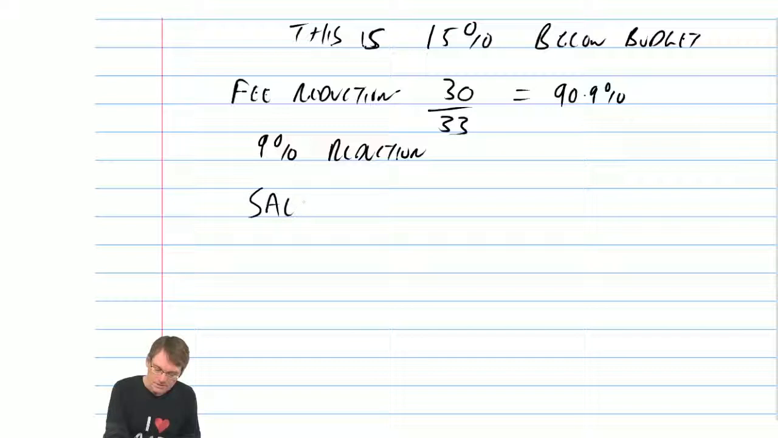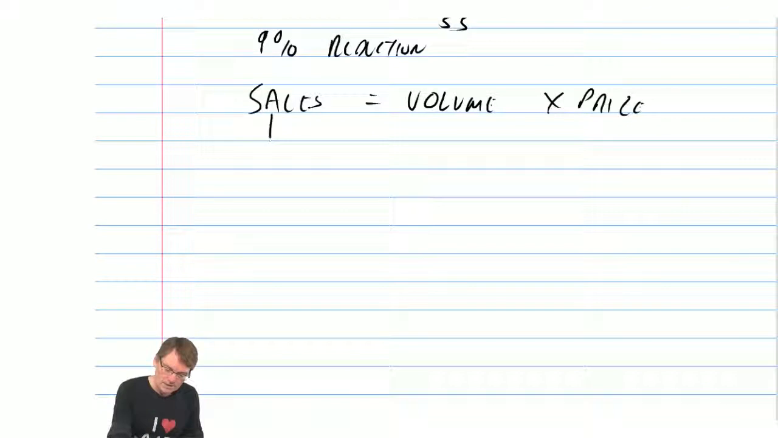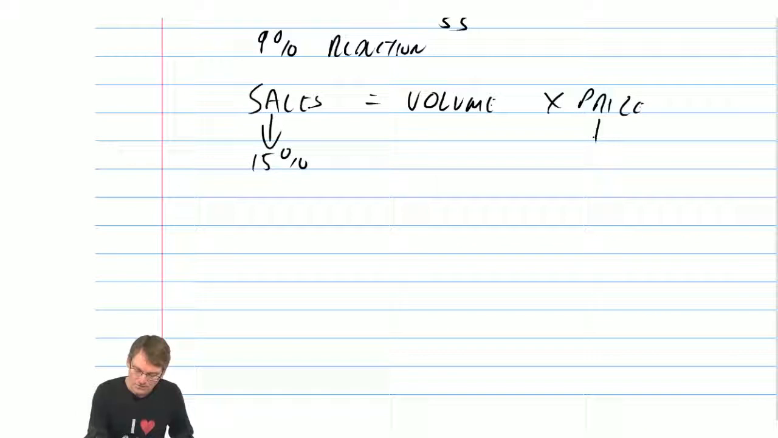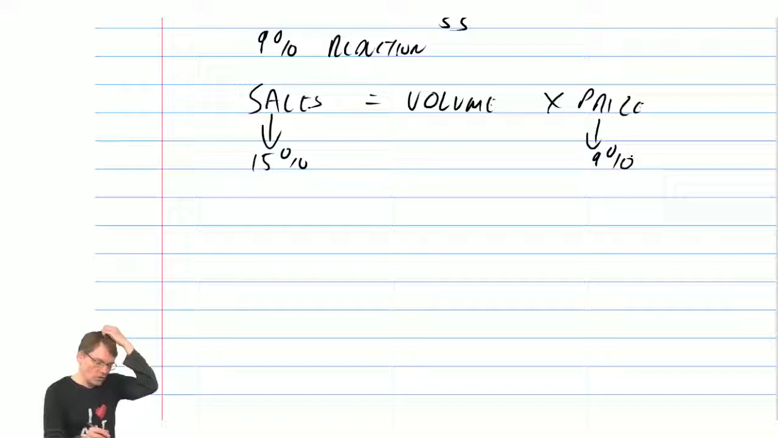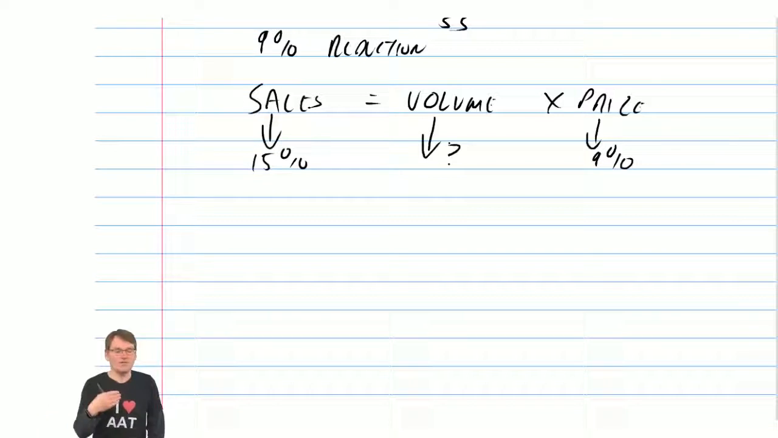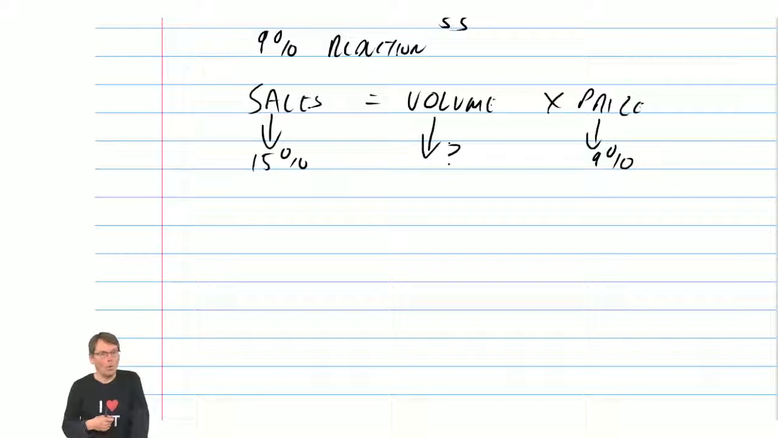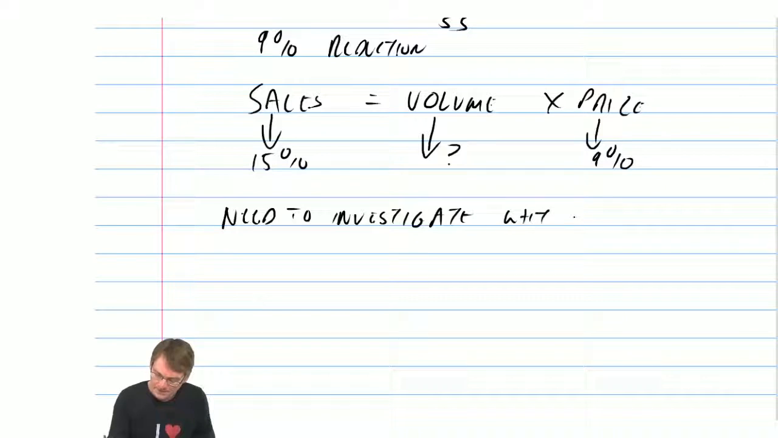So sales equals volume times price. The sales value has gone down by 15%. Out of that, 9% of it is accounted for by the fact we're charging a lower price. The rest of it must be to do with the fact that we've done fewer driving tests. Why has that happened? I don't know. So we need to investigate why there are fewer tests taken.